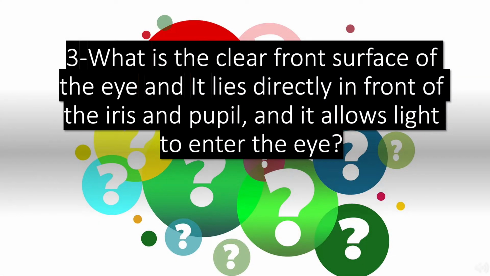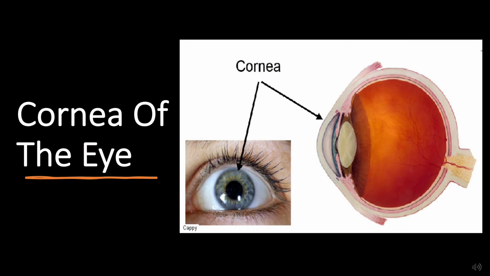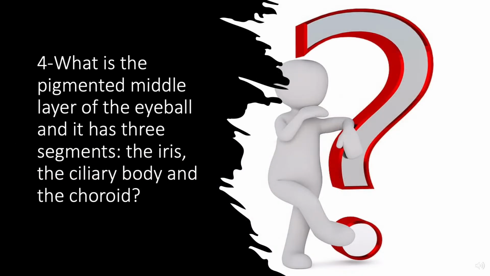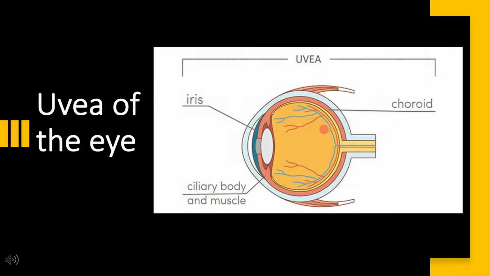3. What is the clear front surface of the eye and it lies directly in front of the iris and pupil, and it allows light to enter the eye? Cornea of the eye. 4. What is the pigmented middle layer of the eyeball and it has 3 segments, the iris, the ciliary body and the choroid? Uvea of the eye.